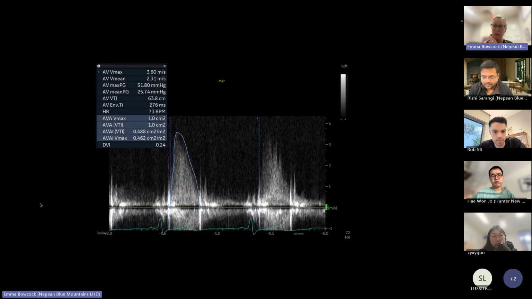This I put in for you to critique. So we absolutely need to be hunting for the highest gradient, and if we don't move beyond the apical window, we'll miss the highest gradient in about 20% of patients. So it's really important that you or the sonographers are doing that.